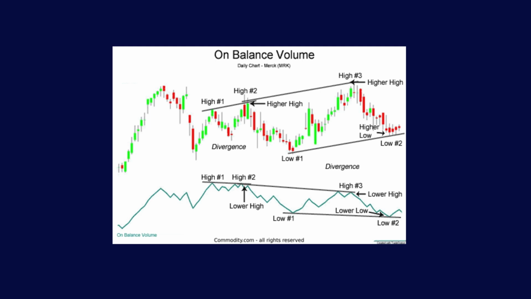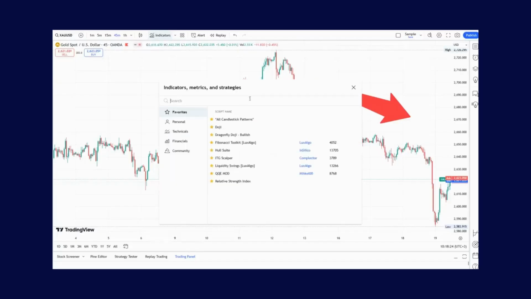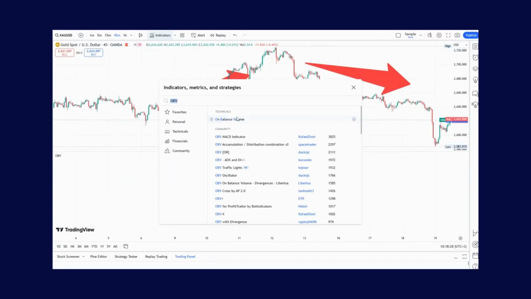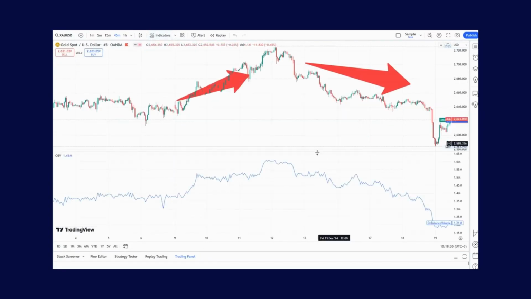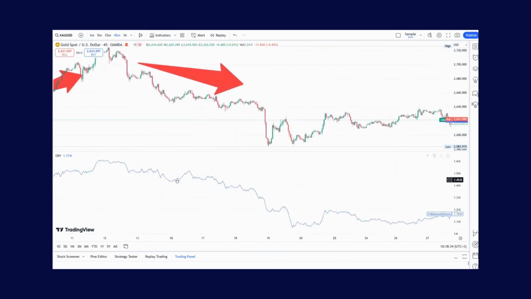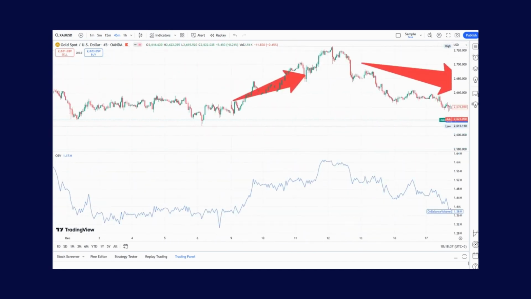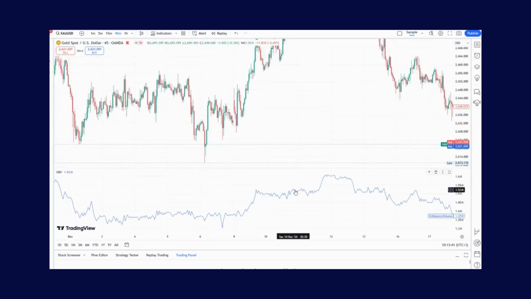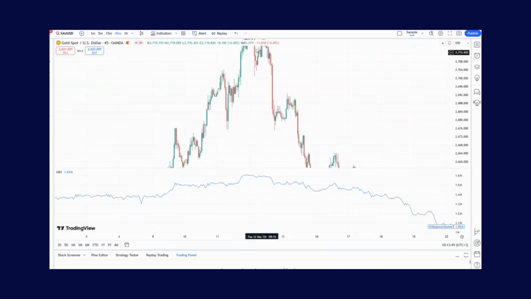Implementing the OBV indicator is straightforward. Most trading platforms, such as TradingView or MetaTrader, include OBV as a standard indicator. To add it to your chart, navigate to the Indicators menu, search for OBV, and apply it. The indicator will appear as a line beneath the main price chart. Traders can then use the OBV line to confirm trends, identify divergences, and integrate its signals into their broader trading strategies.